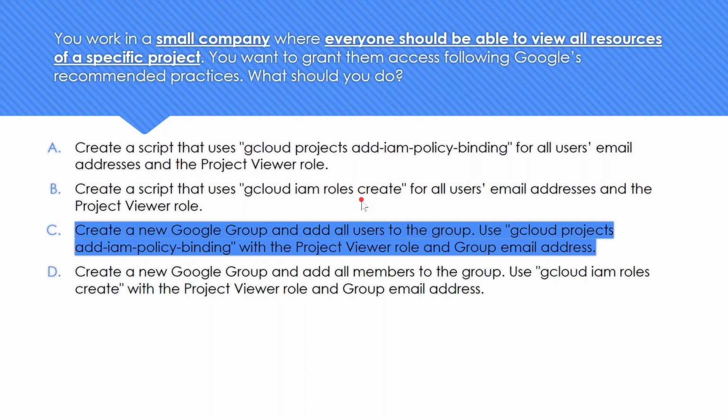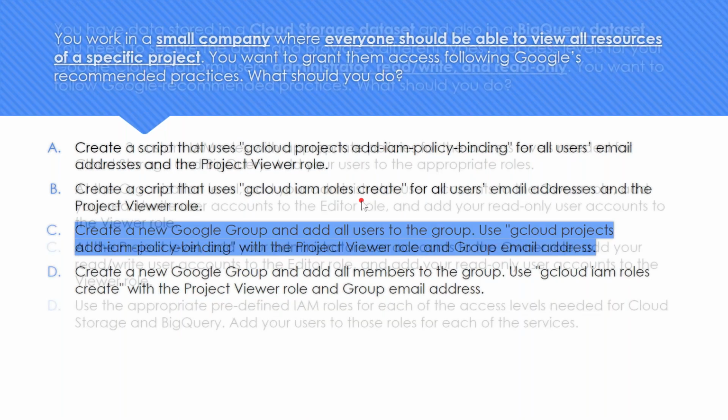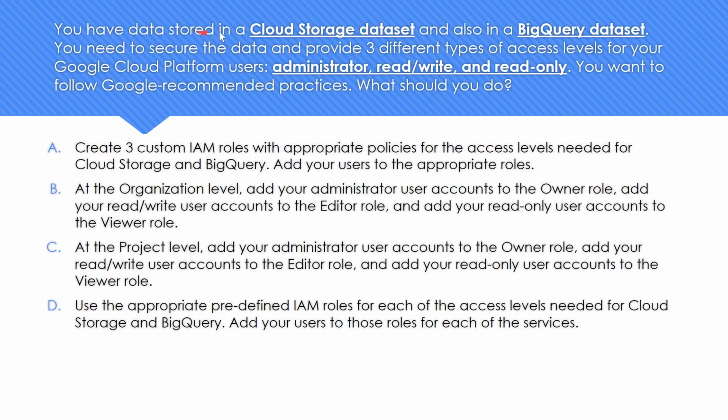Now let's go to the next question. My favorite question, actually. You have data stored in Google Cloud Storage. And the question is always on IAM, so don't worry about the products which you are seeing here. So there is a Google Cloud Storage data set and also a BigQuery data set. You need to secure the data and provide 3 different types of access levels to your Google Cloud Platform users: administrator, read write, read only. You want to follow Google's recommended practice. What should you do? Your time starts now.